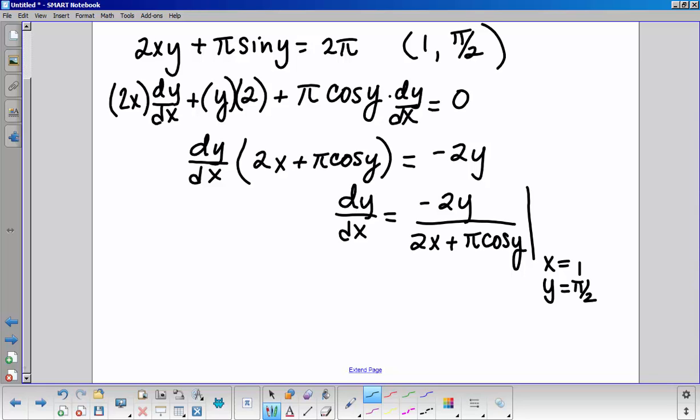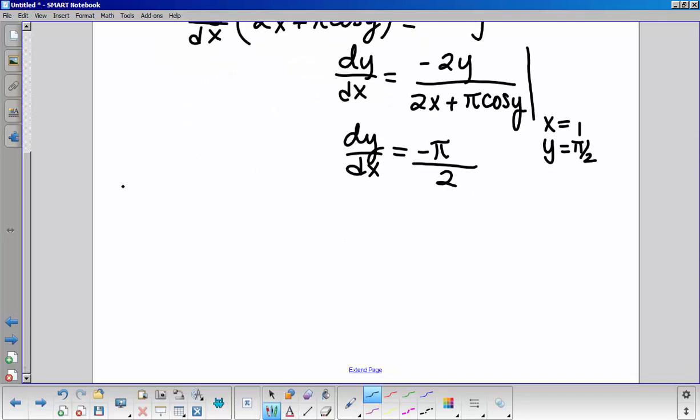Negative 2 times pi over 2. That's right, so we get negative pi on top. There's nothing negative about pi, is there really? Okay, fair enough. It's Friday, we're supposed to have fun. 2 plus, what's the cosine of pi over 2? 0, so this whole thing goes away, and so this is negative pi over 2 times 1, which is 2. So that's the slope.